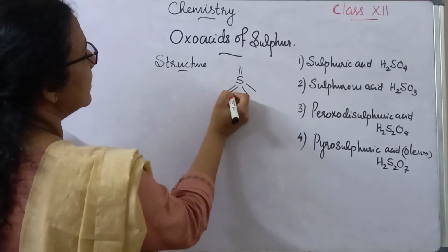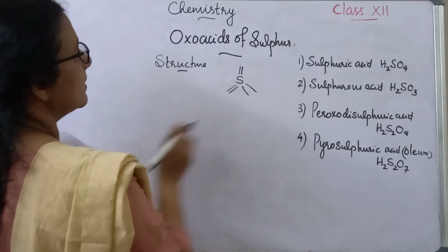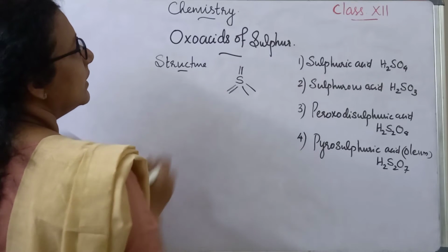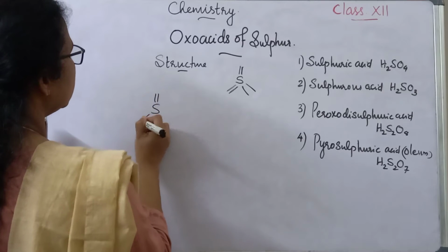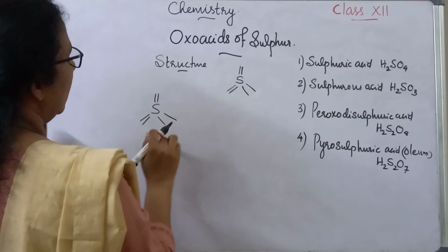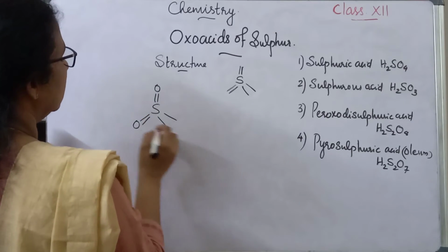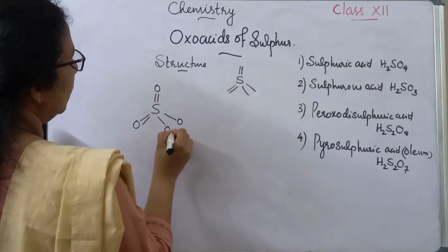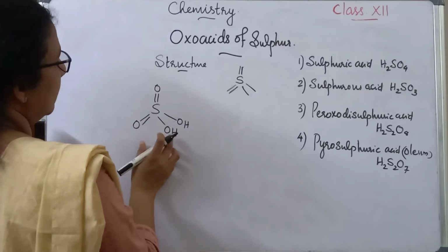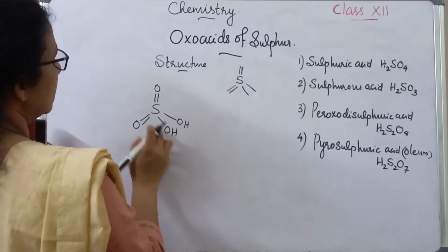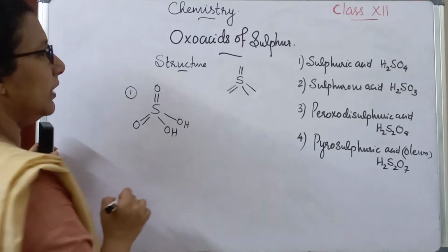So here there is a double bond, here there is a double bond, here it is a single bond, here also there is a single bond. So first one is sulfuric acid, H2SO4. So we can draw the skeletal structure first. And oxygen will be going with this double bond, and the rest of the group that is attached with single bond. So this is actually H2SO4. So this is the structure of sulfuric acid.